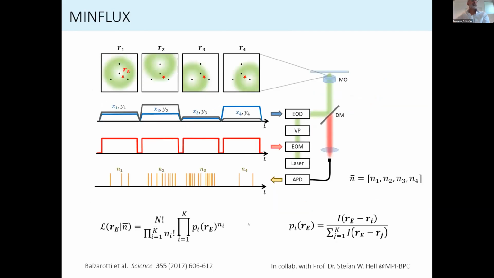Okay, so here you see an example of MinFlux in practice. So you need to have a donut-shaped focus and switch its position between these 4 positions and record the fluorescence emitted by a molecule. And in each position, you will record a different number of photons from which you can determine the molecular position.